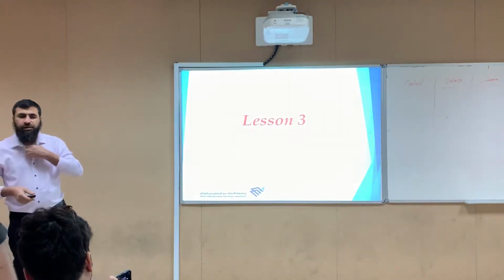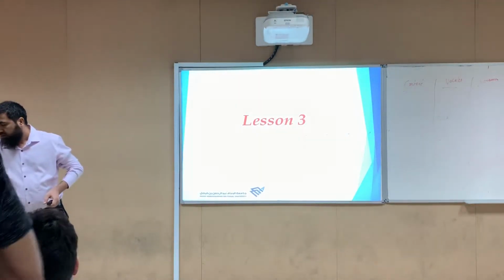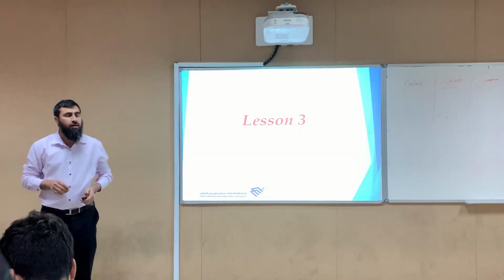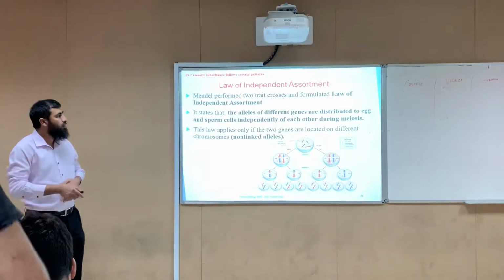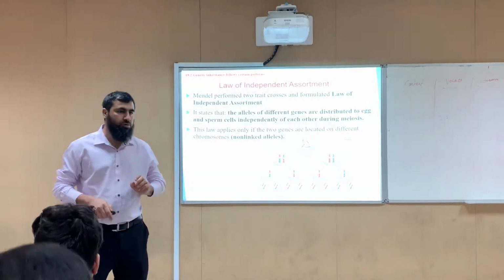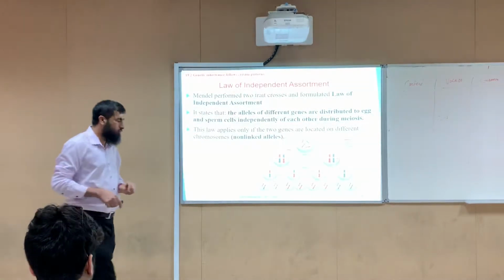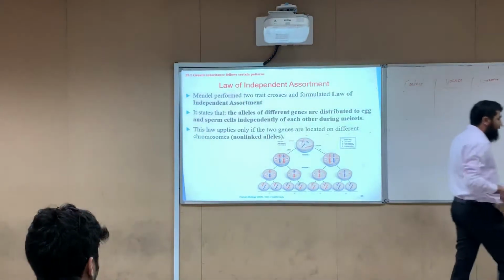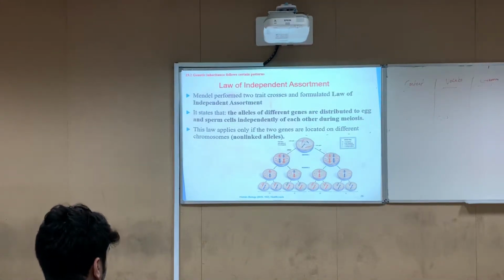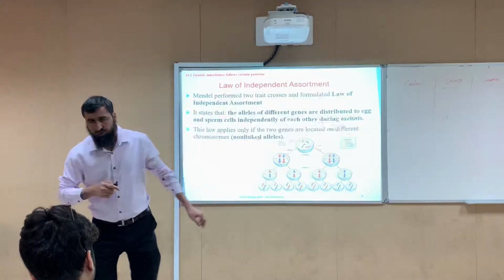So in the last lecture, we talked about independent assortment, on the last slide I think. If you're considering two traits, remember the dihybrid cross, and if they're located on different chromosomes, they can arrange independently of each other, those two traits, okay?